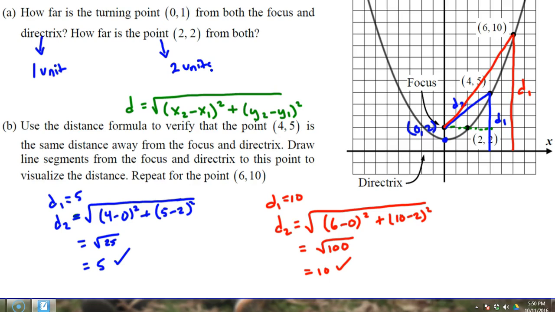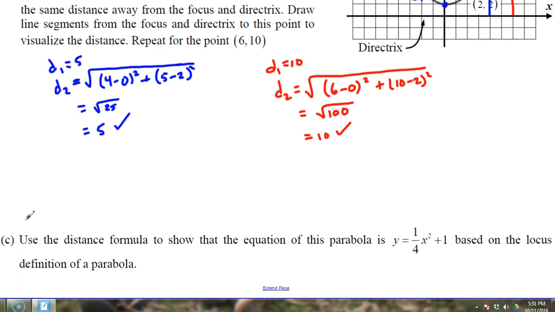We could continue to take individual points and find their distances and confirm that their distances are equal. But maybe we could be a little more efficient by, in fact, looking at any point, kind of making it general to any point xy. And that's what it says at the bottom here. Use the distance formula to show that any point on the equation will have this relationship based on the definition. So let's work that out.